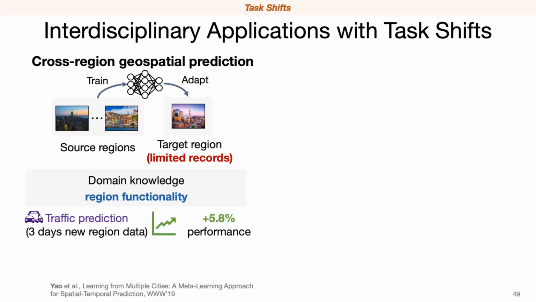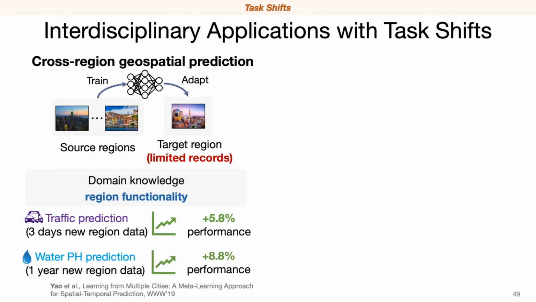And we apply it on the traffic prediction, where we only use 3 days of new region data, and our method can achieve more than 5% improvements compared with the best prior methods. And we also apply it on the water pH value prediction, where we only use 1 year of new region data, and our method can get more than 8% improvements.